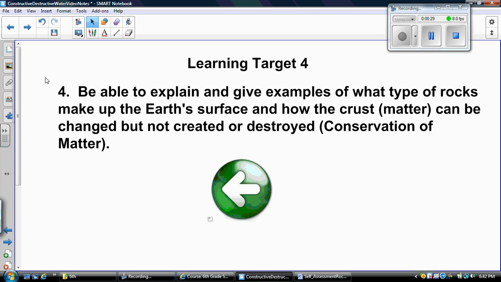So this is learning target 4. You should be able to explain and give examples of what type of rocks make up the Earth's surface and how the crust, which is matter, can be changed but not created or destroyed. This is the theory of conservation of matter.